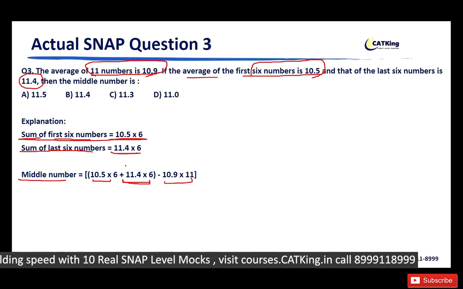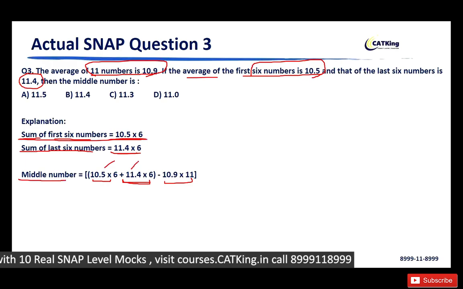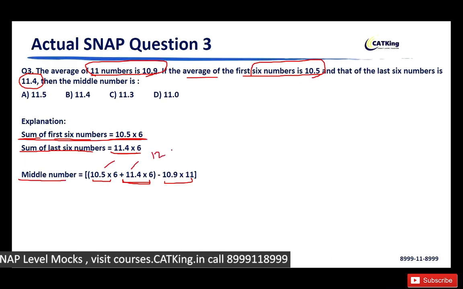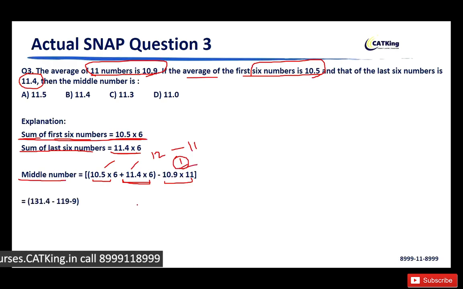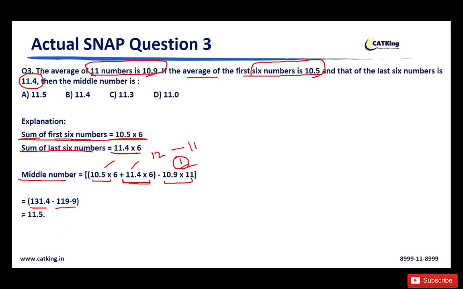So after calculating the sum of first 6 and last 6, that is 12, minus 11, I will get the value for 1, that is the middle number. When I calculate, I get the value as 131.4 minus 119.9, that is 11.5. Therefore, the middle number will be 11.5 and the correct answer is option A, 11.5. Now let's move on to the next question.